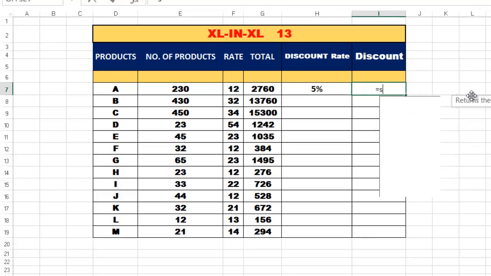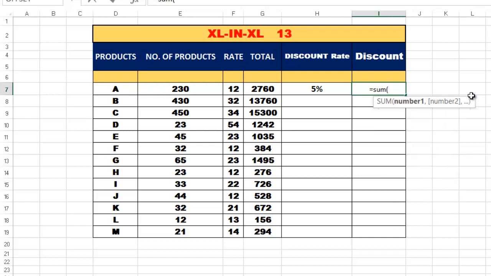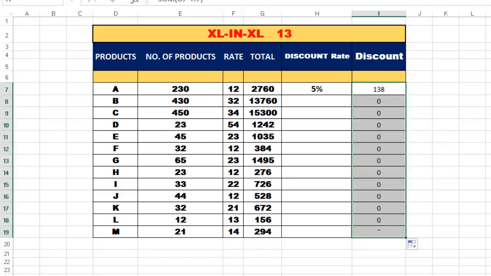Is equal to sum into bracket total, that is G7 cell, multiplied by star discount rate 5%, that is H7 cell, close the parenthesis, enter. That is 138 rupees will be the discount. Now with the fill handle I copy down this formula till the last cell, but here in the remaining cells you see that the discount is shown as 0.